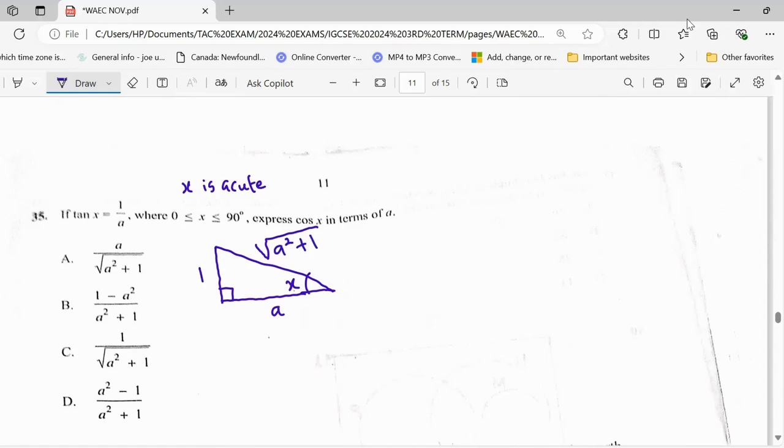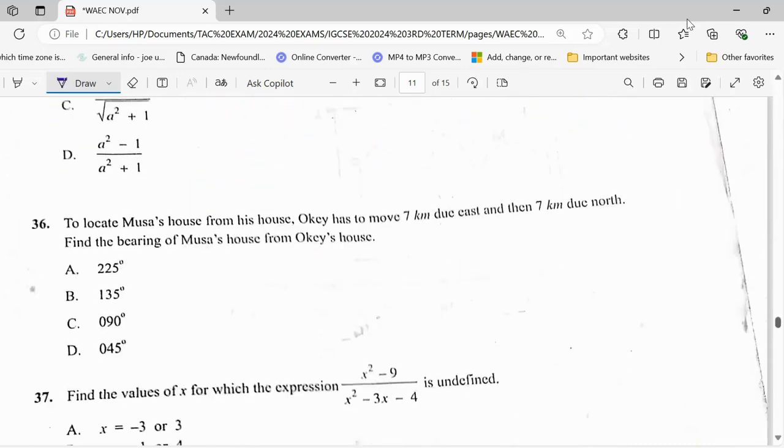So now they ask us to express cos S in terms of A. If you look at it, cos S is going to be adjacent over hypotenuse, which is adjacent is A, hypotenuse is root A squared plus 1. And which option is that? That is option A. That's number 35. So we proceed to question number 36.